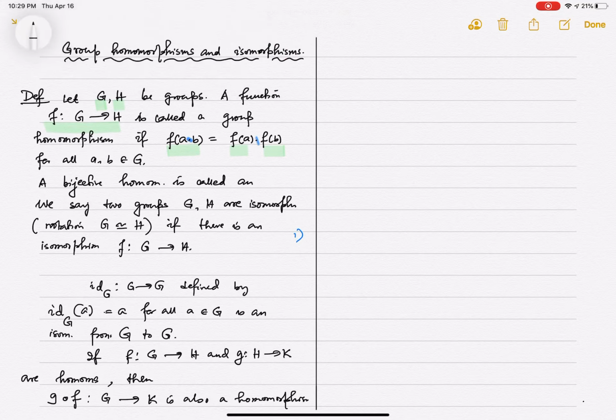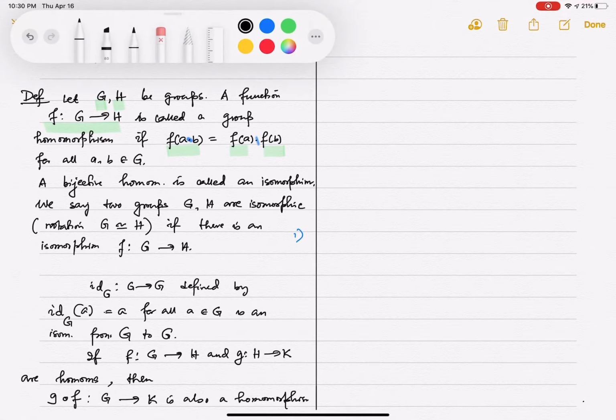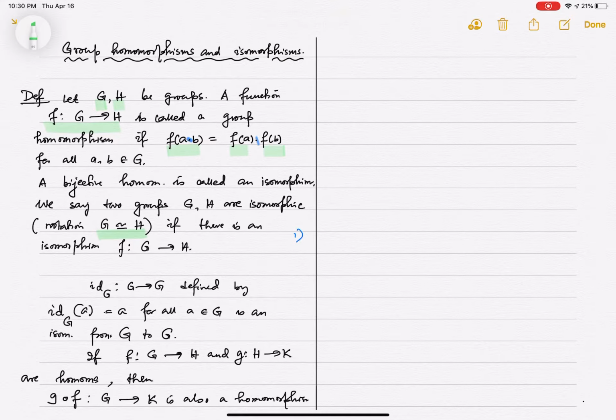Okay. And a one-to-one onto homomorphism is called an isomorphism. And we say that two groups G and H are isomorphic, this is how we write it in notation, if there is an isomorphism from G to H. So these are the new words.